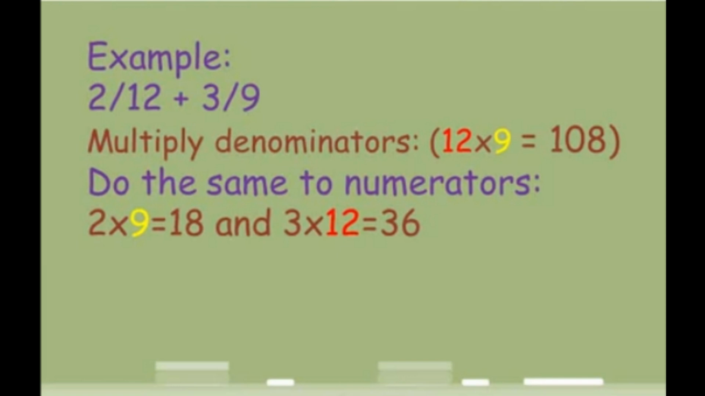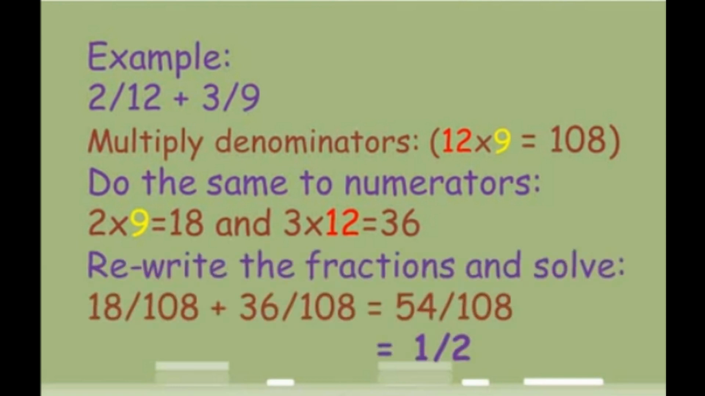That gives us 36. Our new fractions are 2 twelfths equals 18 over 108. 3 ninths equals 36 over 108. We add our numerators, and that gives us 54 over 108. We're going to reduce. 54 goes into itself once. It goes into 108 twice, so our reduced answer is 1/2. And as you'll notice, it's the same answer as before. We just worked with bigger numbers.